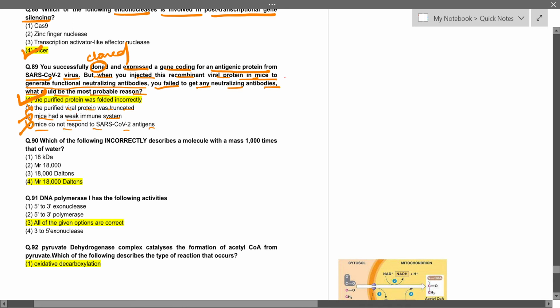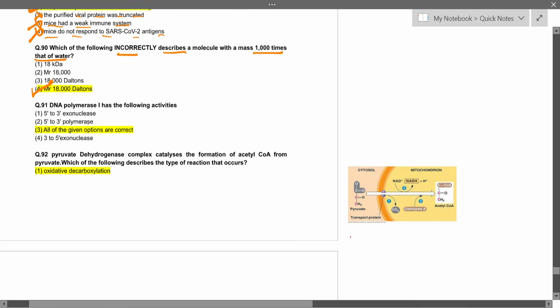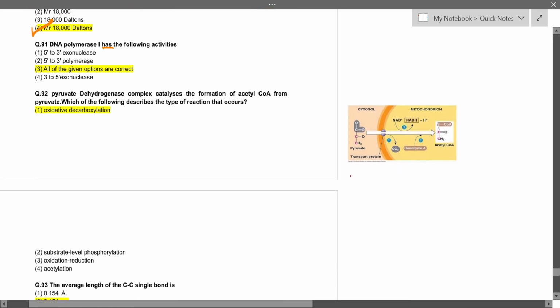Okay. Next question. Which of the following incorrectly describes a molecule with the mass of 1000 times that of water? So it is Mr 18,000 Dalton. DNA polymerase 1 has the following activities. 5' to 3' exonuclease, yes it has. 5' to 3' polymerase, yes this activity also it has. 3' to 5' exonuclease, yes this activity also it has. So all of the given options are correct. This third option is correct.